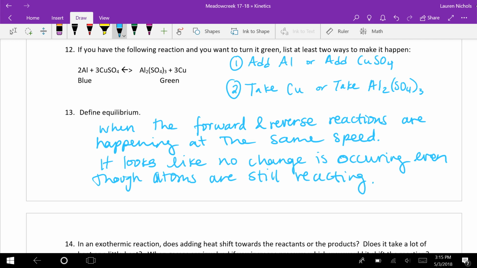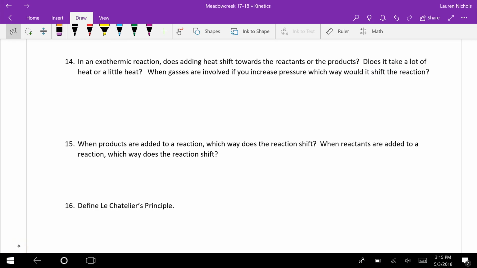Okay, so let's look at number 14. In an exothermic reaction, does adding heat shift towards the reactants or the products? Does it take a lot of heat or a little heat? When gases are involved, if you increase the pressure, which way would it shift the reaction? Okay, so this is kind of a combo one here. If we have a reaction A plus B produces C plus heat, because it's exothermic, it's being released. If we add heat, it will shift to the left. Add away, shift to the left.